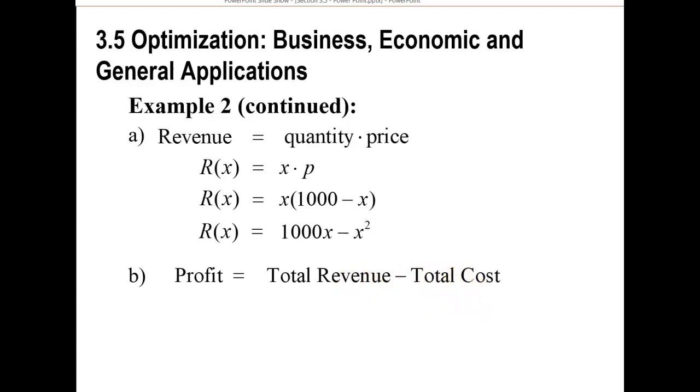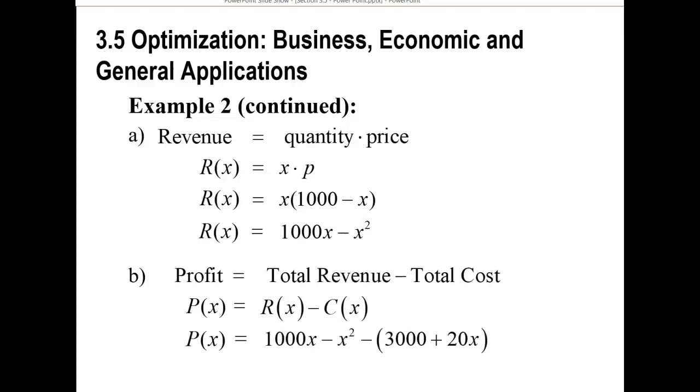Profit is the total revenue minus the cost, right? You have some costs involved, right? So the money you take in minus what you had to spend is the leftover, which is your profit. So R of X minus C of X. So we just calculated the R of X function. Subtract the cost function that we were given. So distributing the negative sign and cleaning that up, we get negative x squared plus 980x minus 3,000 for the profit function.